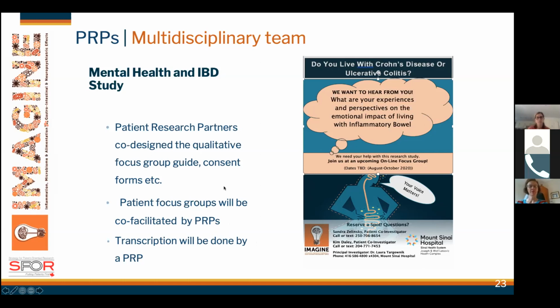This will be looking at mental health in IBD, and our part is looking at whether the GIs are asking the question about mental health, what kind of resources would be helpful for patients, and who they would like to talk to. So all of those aspects around the struggles of actually living with IBD day to day, what that's like, and what would be helpful for the patients.